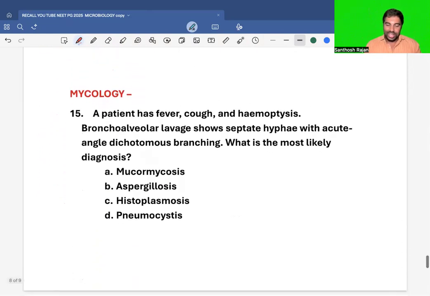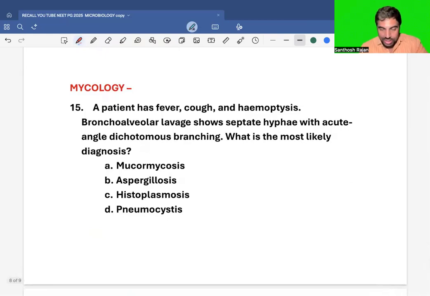Now, next question. A patient has fever, cough, hemoptysis. Again, something related to the lung only. Lung problem is there. And then bronchoalveolar lavage.